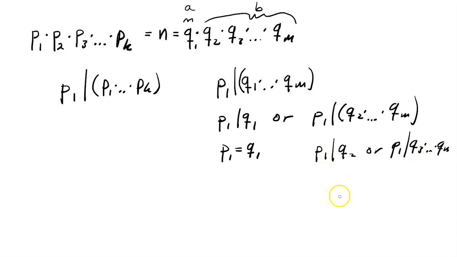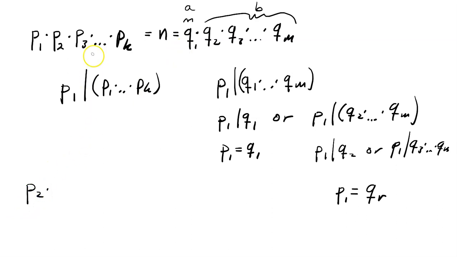Continue this way, at some point P1 must divide some of these prime numbers here. So P1 must be equal to some of those prime numbers, let's call that Q_r. Okay, and then what can we do? Let's say it's equal to the third one, for example. Then P1 is here and P1 is here. Then we can divide on both sides.